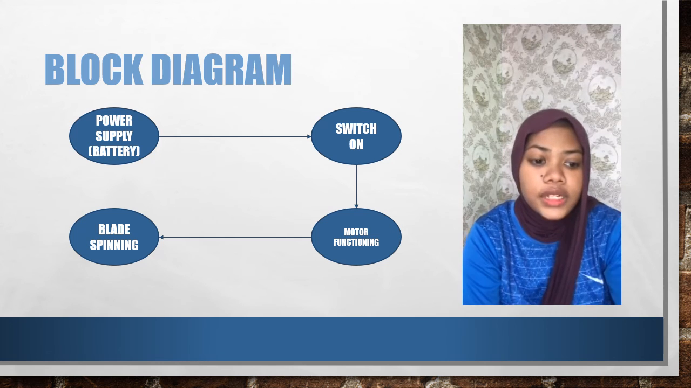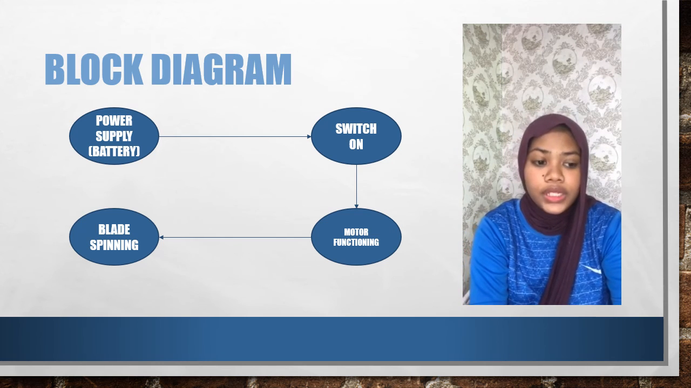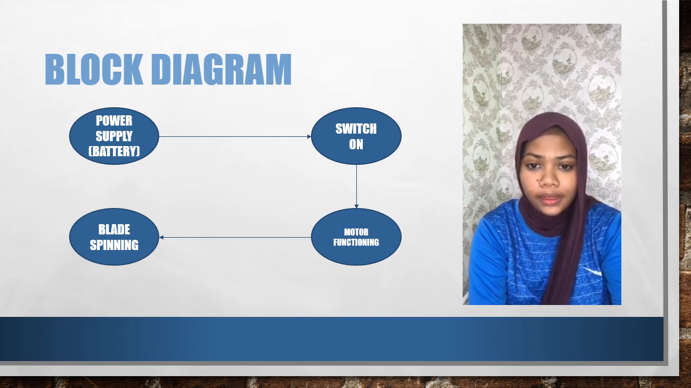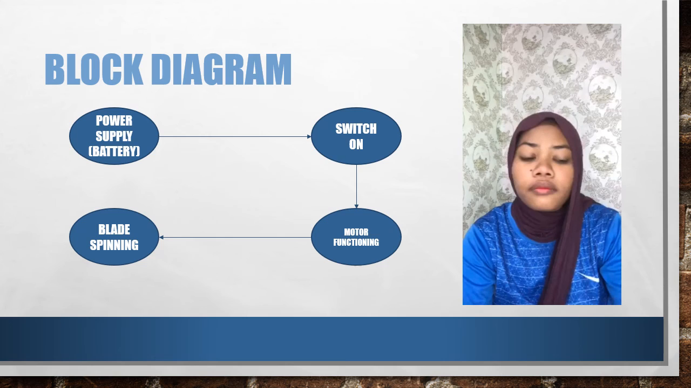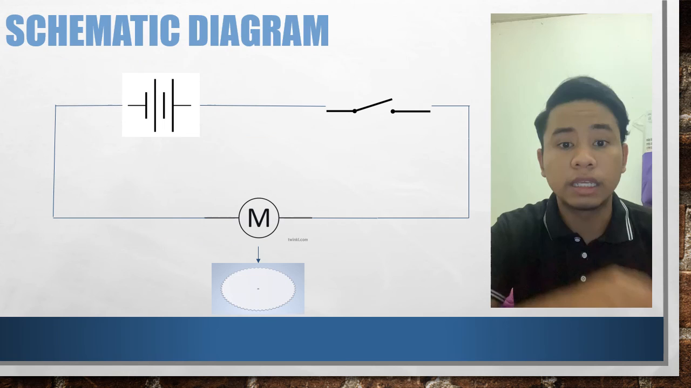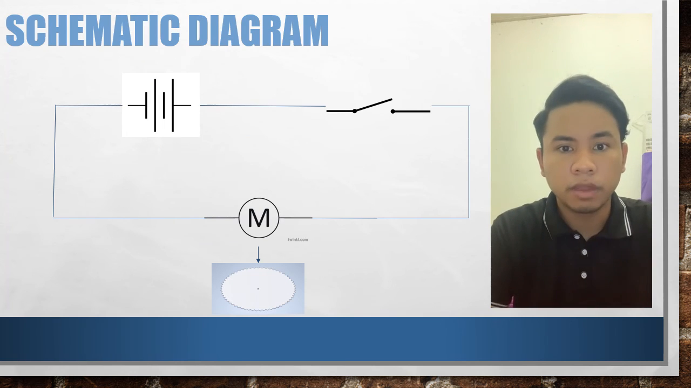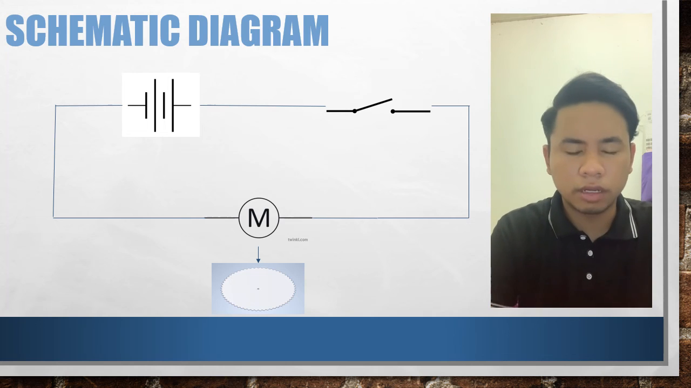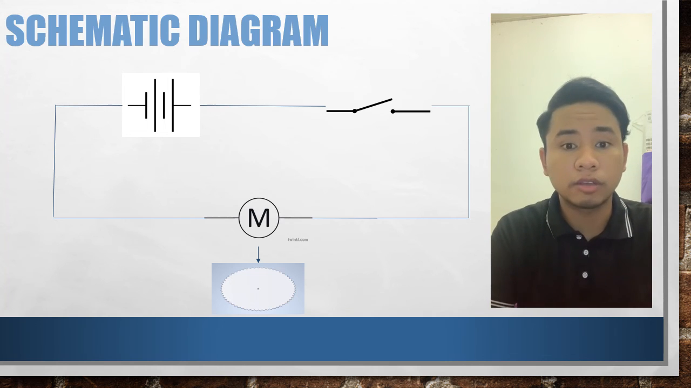Block diagram. First, power supply from the battery to the switch on and motor functioning. The last is blade spinning. This is the schematic diagram for our project. We will use the battery as our main power source and we connect it to the switch. And from the switch, we connect it to the motor, and the motor will rotate the blade.